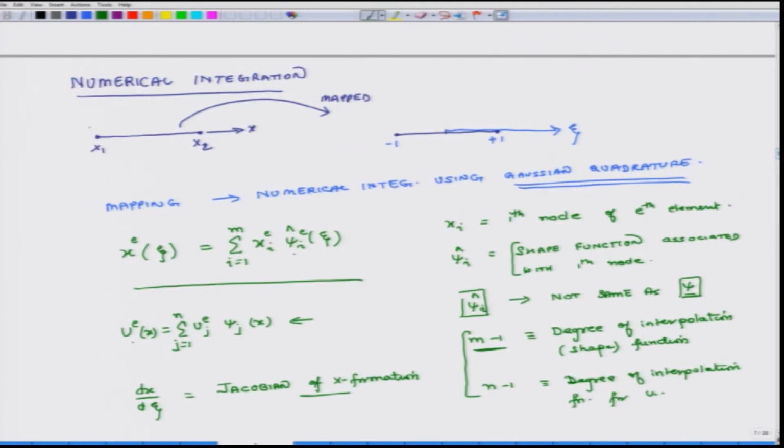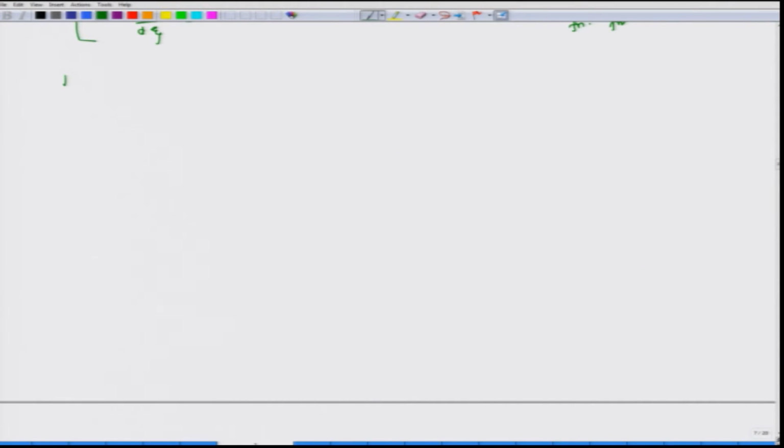Okay. So, this entire thing was for 1D elements. Now, we will extend this thinking to 2D elements. So, for 2D elements, if I have any element, it could be a quadrilateral, and this is in the xy coordinate system.